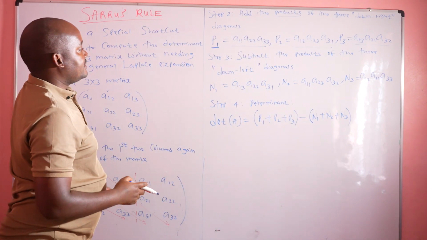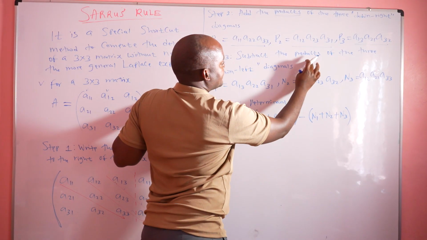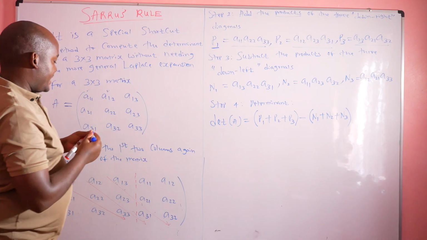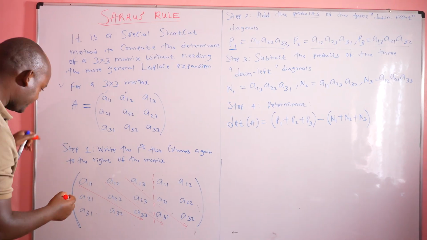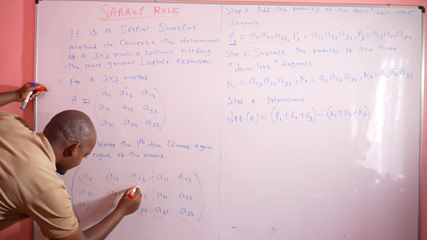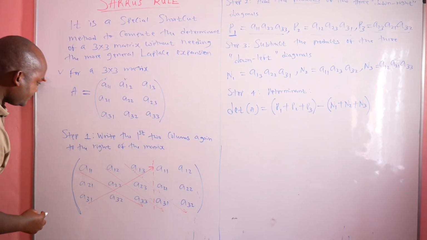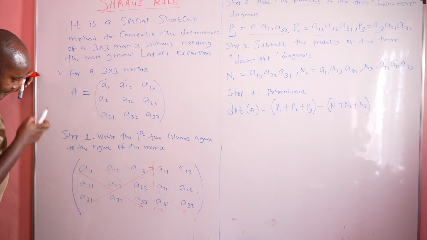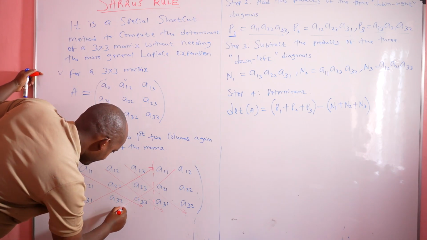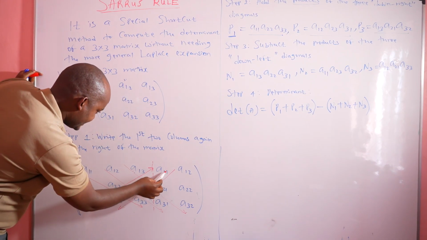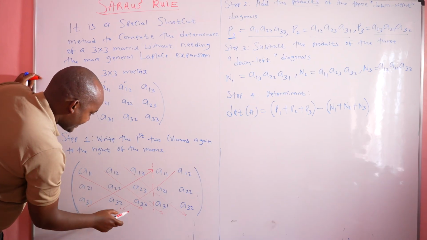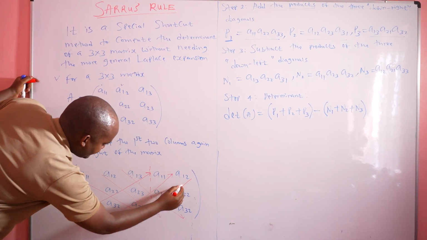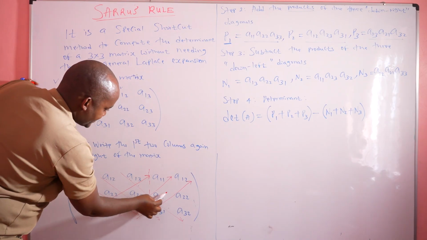So step number 3, we subtract the products of the 3 down left diagonals. By down left diagonal, we mean these diagonals here. The first one would be this diagonal here. You can see it has 3 entries, 1, 2, 3. The second one is this one here. You can see it has the 3 entries, 1, 2, 3. That's why we are calling it the down left diagonal. The third one is this one here. You can see it has the entries 1, 2, 3.